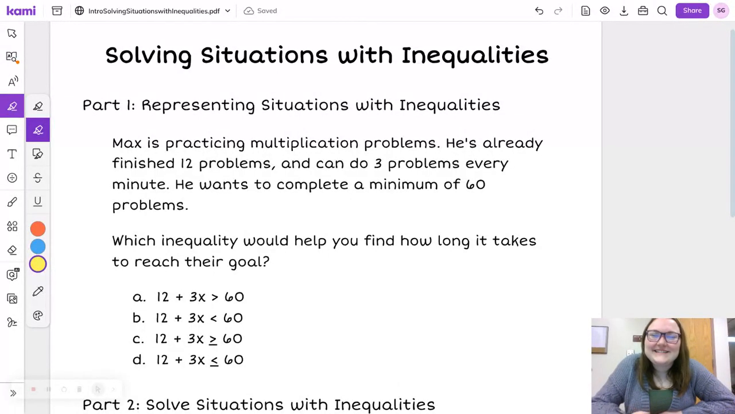Algebra students, this is our introduction video on solving situations with inequalities. The focus of this lesson is on if I give you a story, can you represent it and solve it with an inequality? Go ahead, pause the video here and read through this first story. Our goal is going to be representing the story with one of these inequalities below.